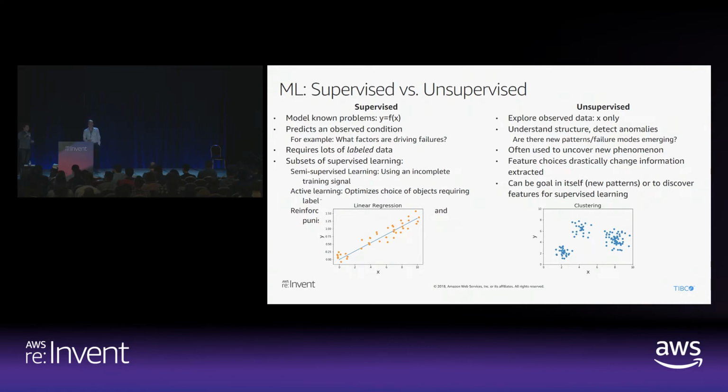Now there are subsets of supervised learning that unfortunately apparently got lost in the transition to this slide deck, but they include semi-supervised learning, active learning, and reinforced learning. All three of these are ways to use partial data to help you learn. Semi-supervised is using some incomplete set. If you're trying to determine outliers, for example, you might know that 10% of your data is an outlier, and you can use that to train your model.